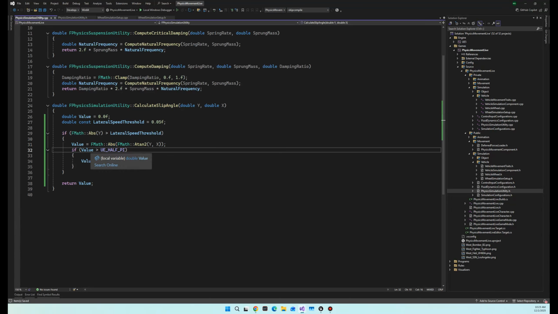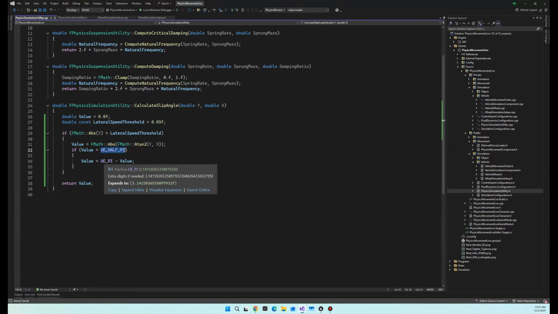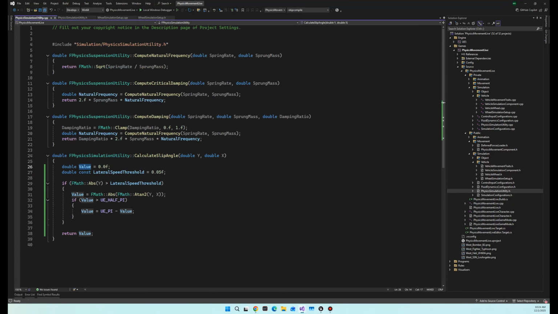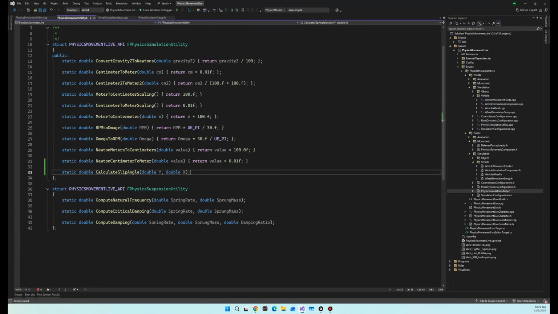Then we'll take that value, and if that value is greater than half pi, then what we'll do is take pi, I should say, not half pi at this point, and then minus, so we'll take pi minus value equals the new value, and that's going to calculate our slip angle for us. And of course, if y is greater than this, then we'll just take a slip angle of 0. So, alright, that's in our utility.